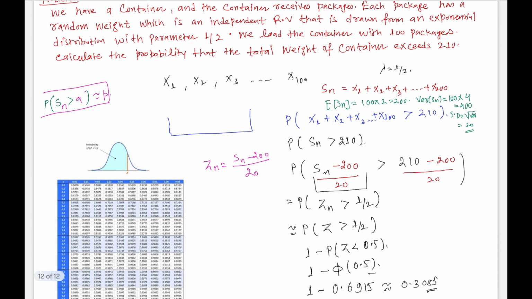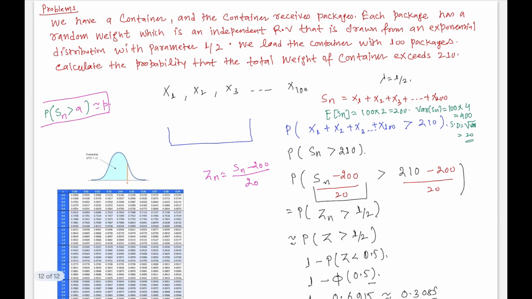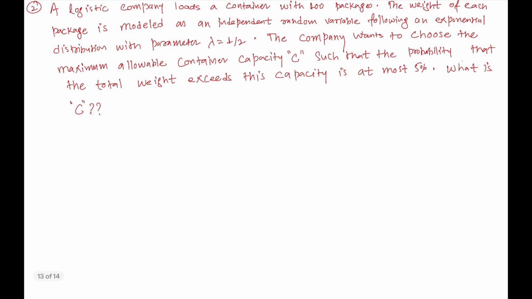Alright, now let's look at another version of this same problem. A logistic company loads a container with 100 packages. The weight of each package is modeled as an independent random variable following an exponential distribution with parameter lambda equal to half. The company wants to choose the maximum allowable container capacity C such that the probability that the total weight exceeds the capacity is at most 5%. What is the value of C?